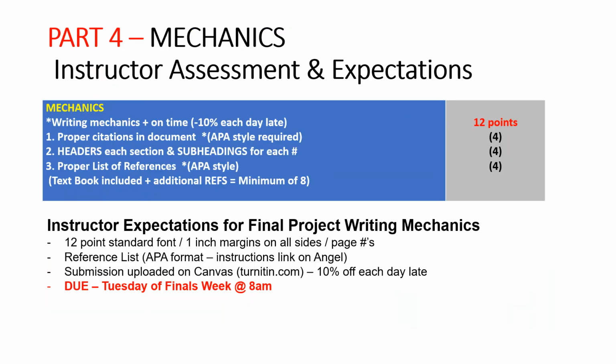Last then is the mechanics, as we've always done. Proper citations, headers and subheadings, proper list of references, a minimum of 8 here, but this should be easy now. You just take from your previous projects, 3, 4, and 5, and so forth. Expectations, I want you to use 12-point standard. There's no advantage to the number of pages. It's about quality versus quantity, TRI for everything. And make sure that reference list then is in APA format.